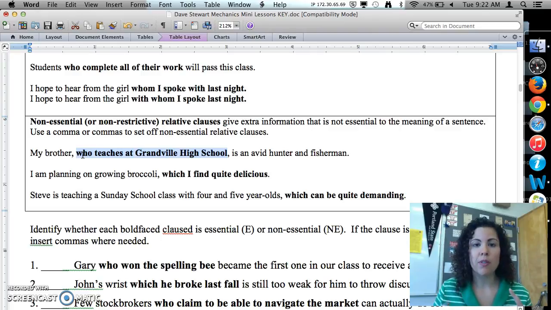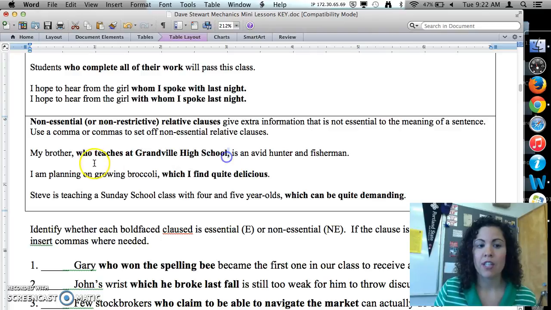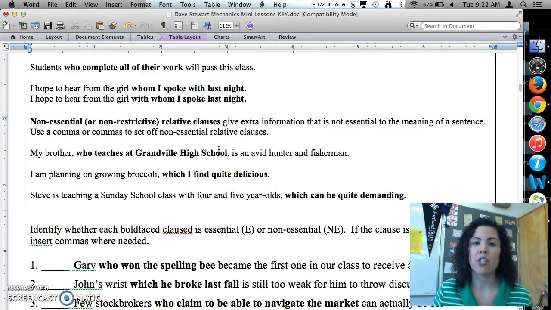So notice when we pull something out completely, you have commas on either side. Because your complete sentence is, my brother is an avid hunter and fisherman. That makes sense. But we're going to add more information, an interrupter, which is that non-restrictive, non-essential clause offset by commas. Then we have, I am planning on growing broccoli, comma, which I find quite delicious. That's great, you find it delicious, but I don't need to know that in order for me to understand that you're planning on growing it. So that's added information, so we use the comma, which.